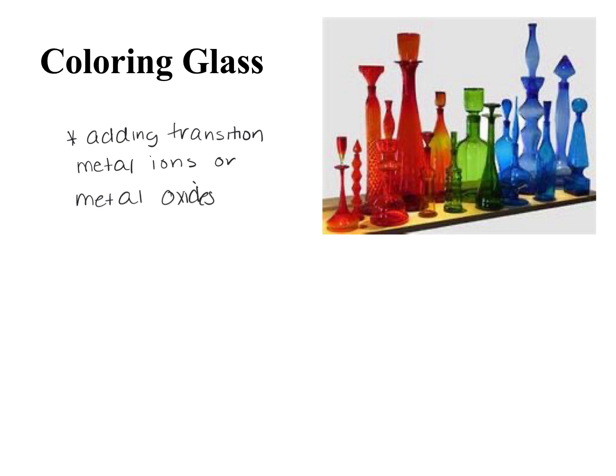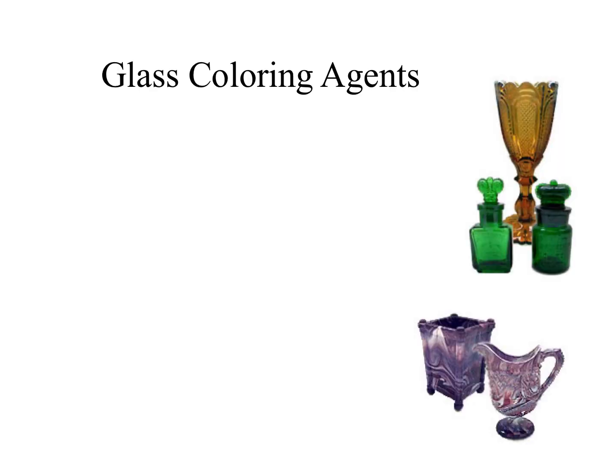Now, this is also used for coloring glazes that are in pottery or ceramics. And so we're going to talk a little bit more about the chemistry behind this when we get into that module. What we're going to focus on in this module are the metals that cause the different colors.